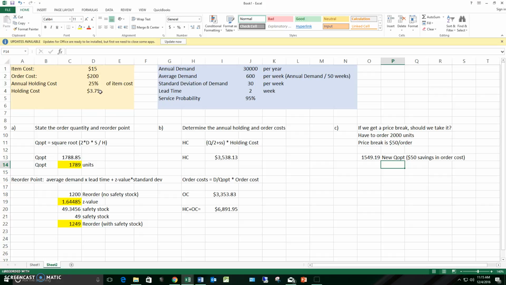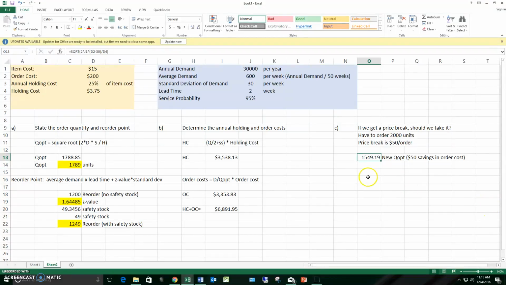So we know that we're not going to minimize cost if we order 2,000 units, because to minimize cost we have to order 1,549. But we don't know what it's going to cost yet. It could still save us money, but it may not be optimal. So let's go in and take a look.